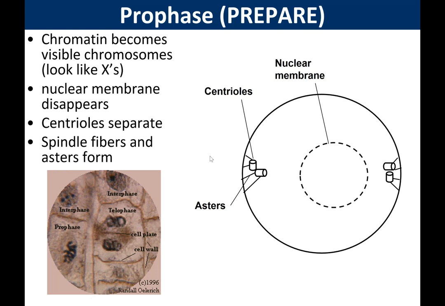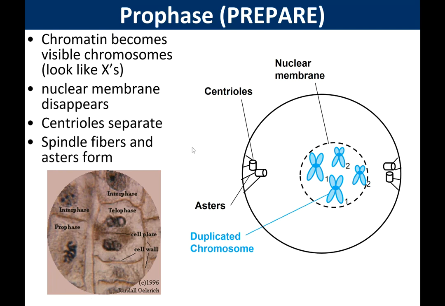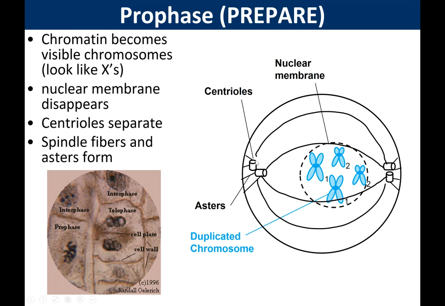Next, we have the nuclear membrane disappearing. That's why it's a dotted line. The chromatin has coiled up into chromosomes. We are drawing a cell with 4 chromosomes in it, 2 copies of each, 2 copies of chromosome 1, 2 copies of chromosome 2. Remember that these are duplicated chromosomes. The centrioles also shoot microtubules across, and these are called spindle fibers. This cell has a ploidy of 2n equals 4. There are 2 of each chromosome, and there's a total of 4 chromosomes in the cell.